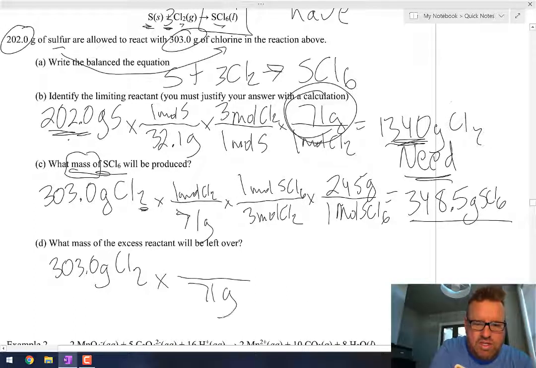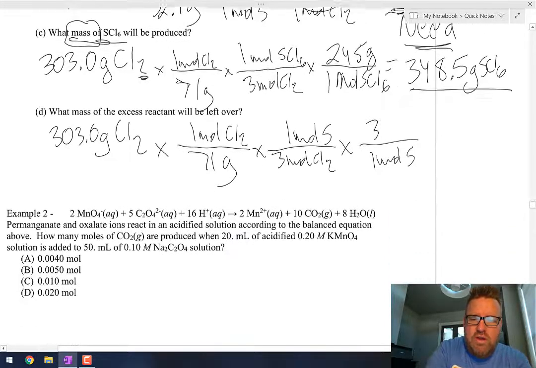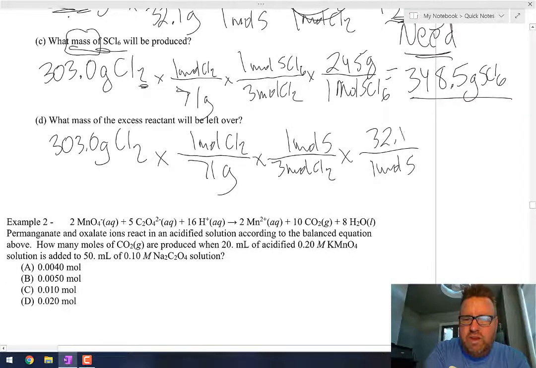So I'm going to go 71 grams in 1 mole of Cl2, and then from the balanced equation again, 3 moles of Cl2 react with 1 mole of sulfur, and then 1 mole of sulfur has a mass of 32.1 grams.